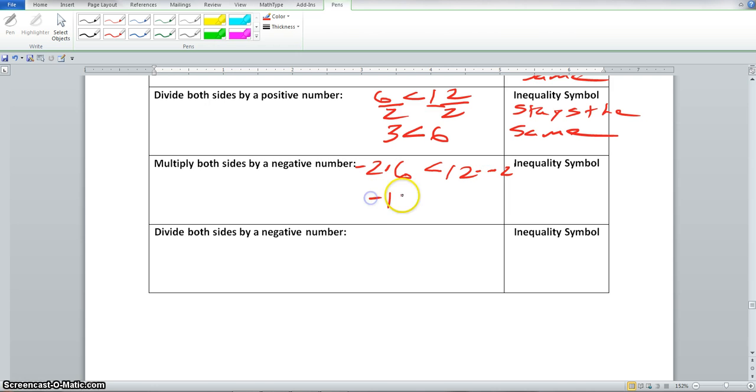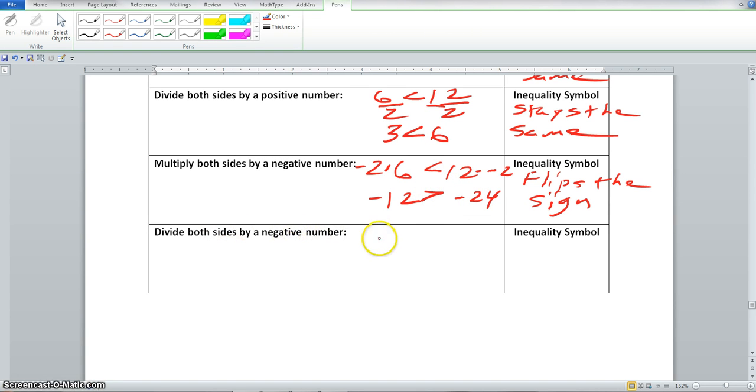So this would give us negative 12. This would give us negative 24. Now we know negative 12 is greater than negative 24. So what happens here is it flips the sign. If you notice, the inequality sign went from pointing to the left to now pointing to the right, or went from less than to greater than.